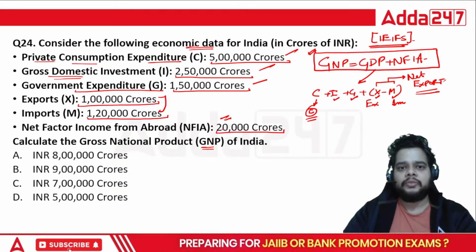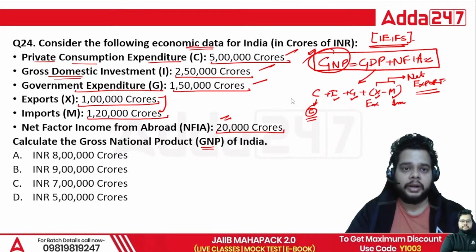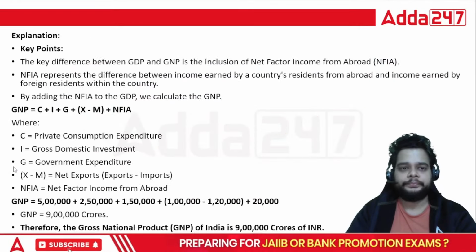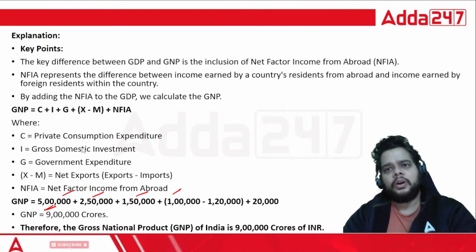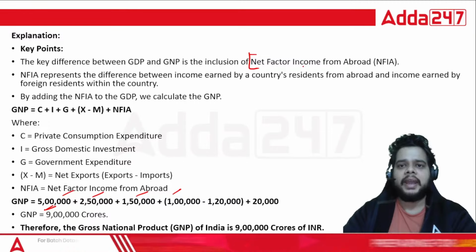And lastly, you have to add the net factor income from abroad. You will arrive at gross national product. So the right answer will be option B, that is 9 lakh crore. Here you can see that we have simply added all these components and arrived at the GNP as 9 lakh crore. What is the basic difference between GDP and GNP? It is just the NFIA.